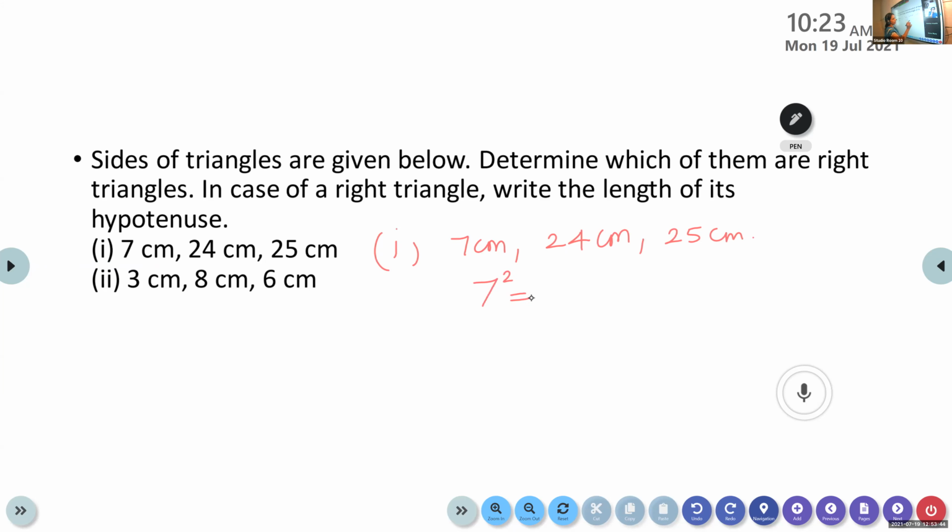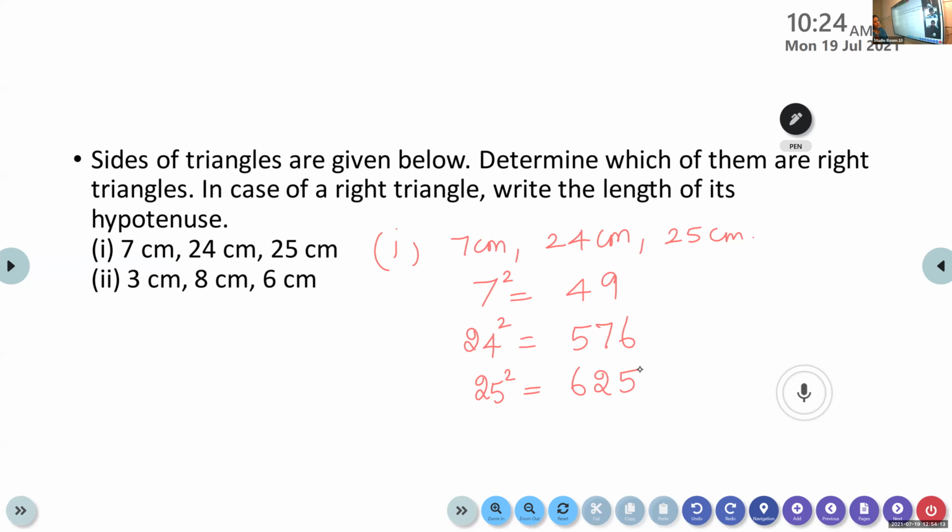What is 7 square? It is 49. Find out the other side square. 24 square. What is 24 square? Amina? What is 24 square? And what about 25 square? It is 625, isn't it, children?